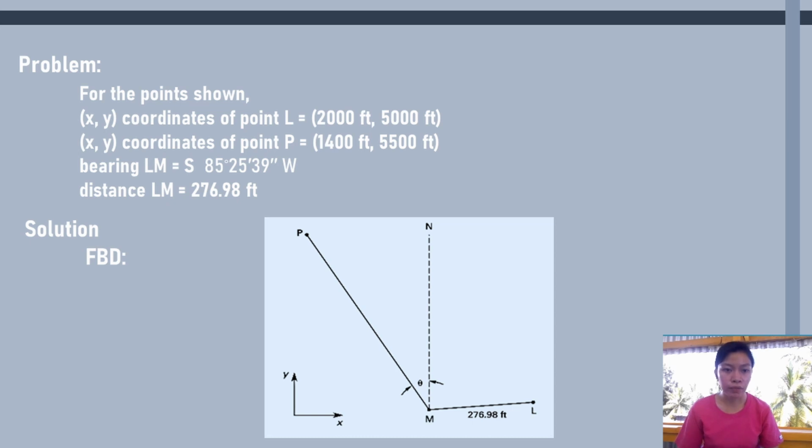So first, the first problem: we are given the coordinates of point L, which are 2,000 feet and 5,000 feet, and the coordinates of point P, which are 1,400 feet and 5,500 feet. The bearing of LM is 85 degrees 25 minutes 39 seconds southwest. The distance of LM is 276.98 feet. So this is the free body diagram of the problem.